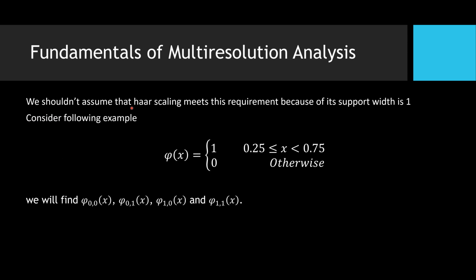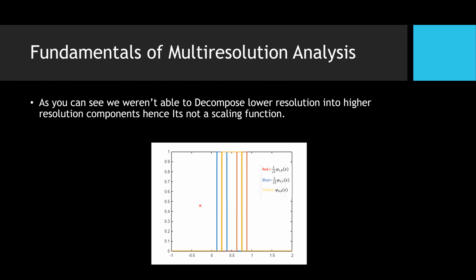We shouldn't assume that the Haar scaling function meets this requirement just because the support width is 1. Support width is nothing but the width of the function being 1. Consider the following example: a scaling function of support width 1, but whose interval is between 0.25 and 0.75. Now we will try to compute psi of 0,0, 0,1, 1,0, 1,1.